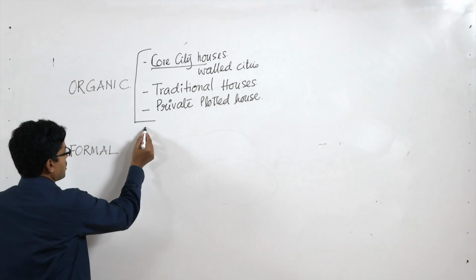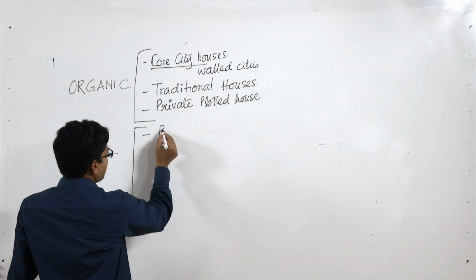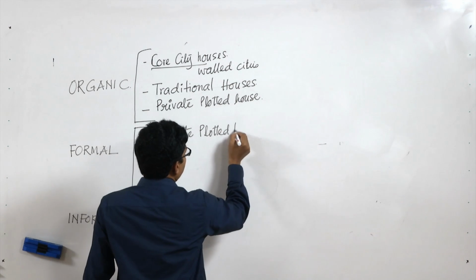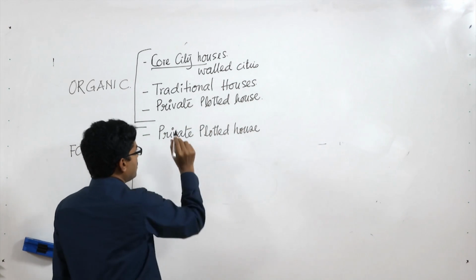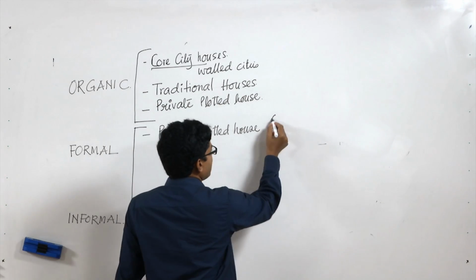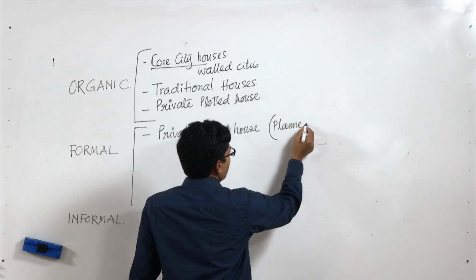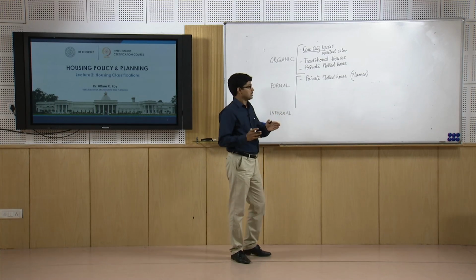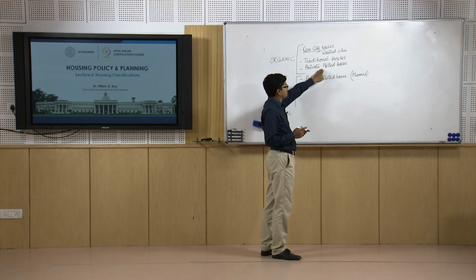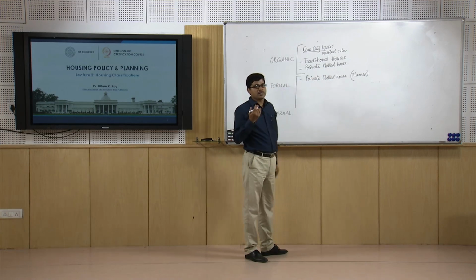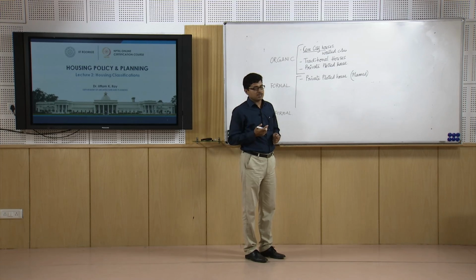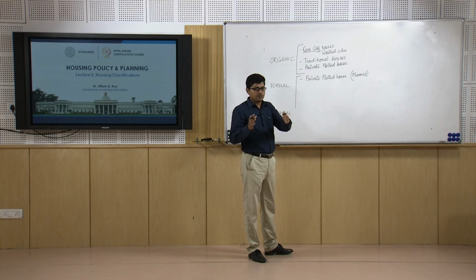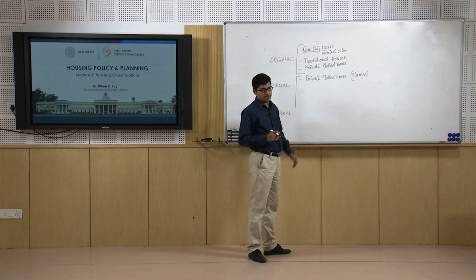Next we come to the formal houses. The first category will be the private plotted house, but the difference between this privately plotted house and the earlier one is that this is done in a planned way, in a formal way, in a planned manner, where the plot is given by the government along with the basic infrastructure. The difference is that the earlier private plotted house comes organically only with the house. Sometimes they lack the basic infrastructure, but in this case, since this is a formal supply of the house by the government, these houses come with a proper land, plot and the basic infrastructure, and people come and make their houses.